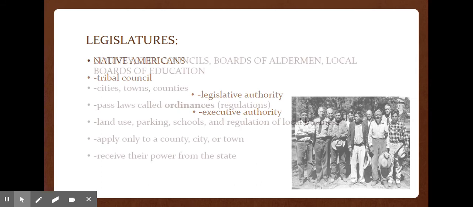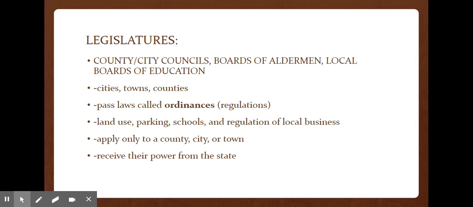Then last but not least, we have what I would consider local legislatures. These can be county and city councils, boards of aldermen, okay, local boards of education. It varies by city, town, or county. Okay, they do pass laws. That's why I would count them as legislatures. But these laws are called ordinances, and they are sometimes seen as more regulation than law. Things like land use, parking, schools, regulation of local business.